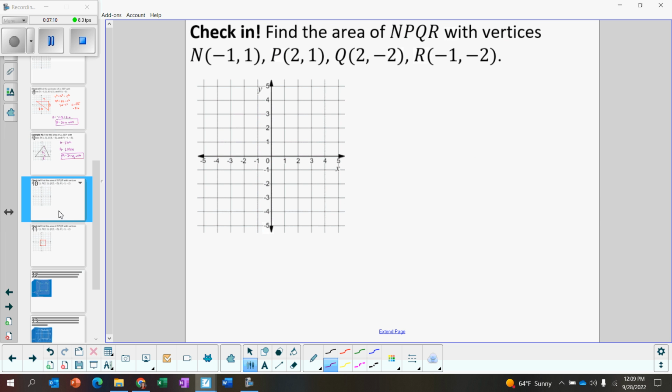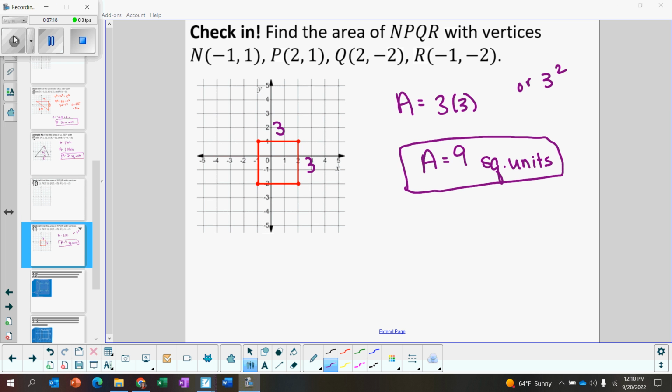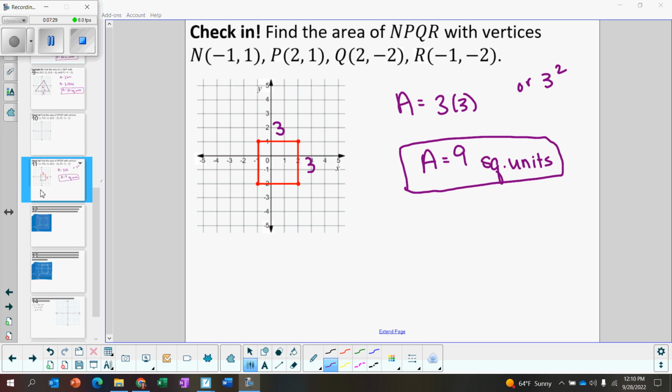You could try the next one, pause it, and then when you're ready, play to see the answer. All right, so we ended up with a square that had sides of 3, so we could either look at it as length times width or sides squared. So either way, we get 9 square units for our area.